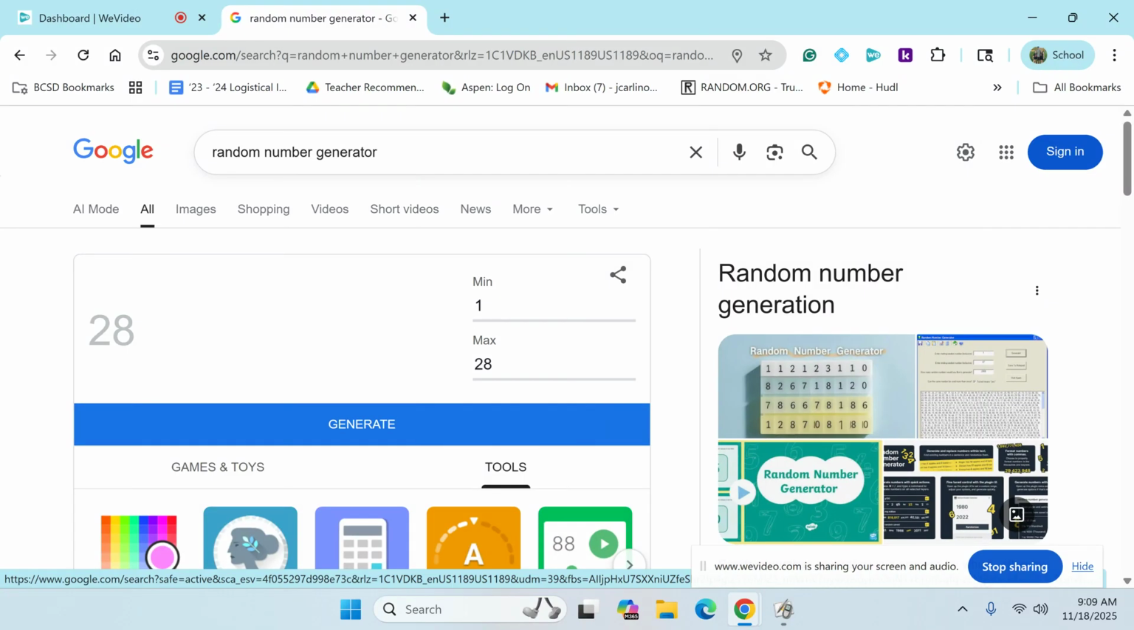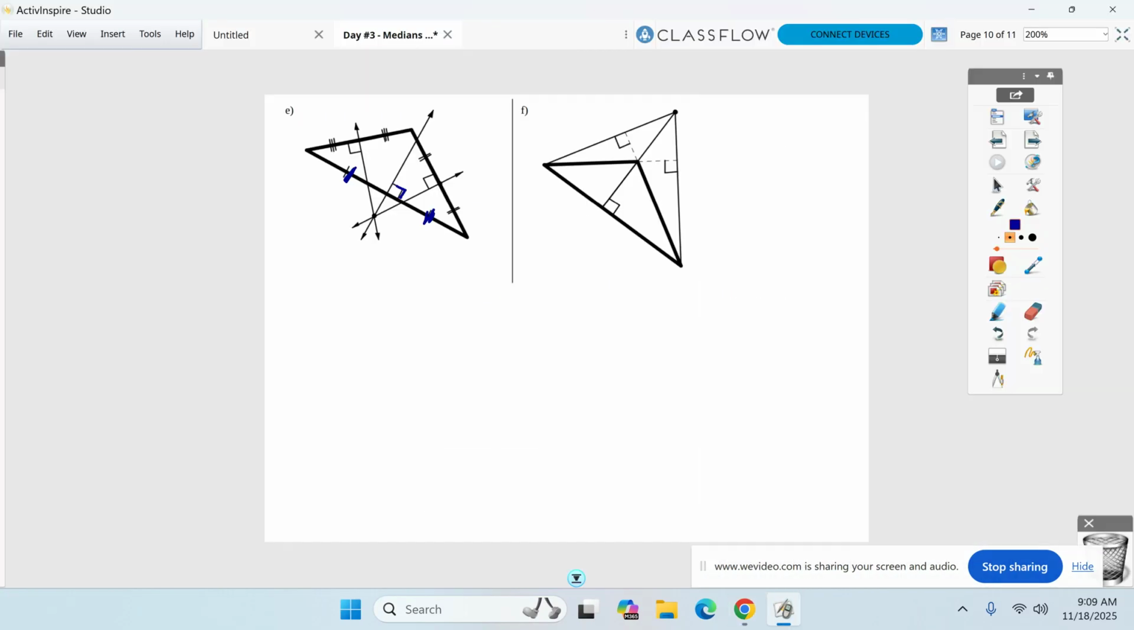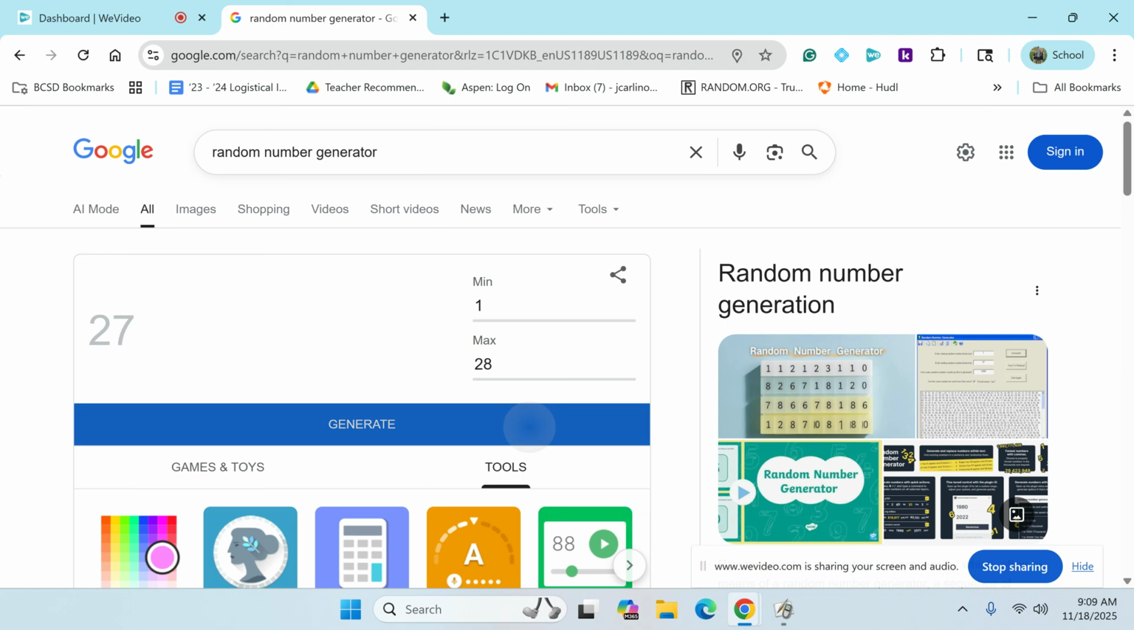Whew, a couple more, Eli. Guys, these are all perpendicular bisectors. You had the right angle and the hash marks. Yep. So this is the circumcenter. Everyone see that? Those three lines are perpendicular bisectors. And then how about point F there?